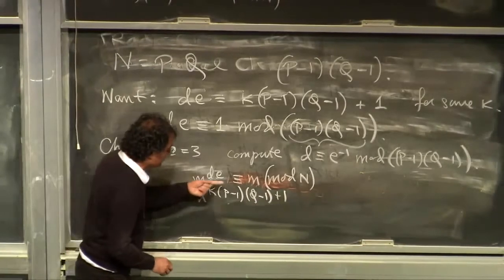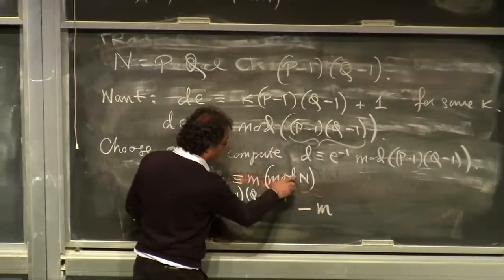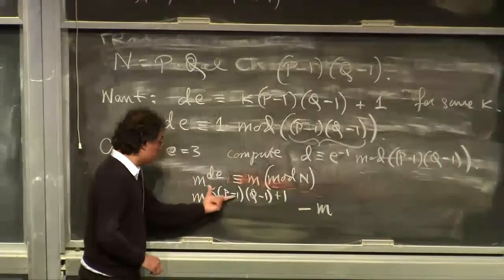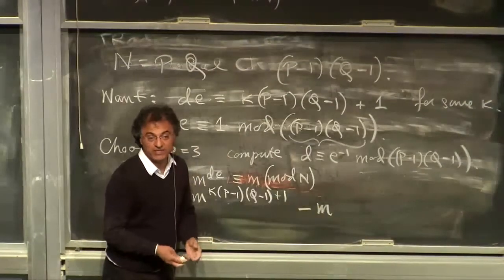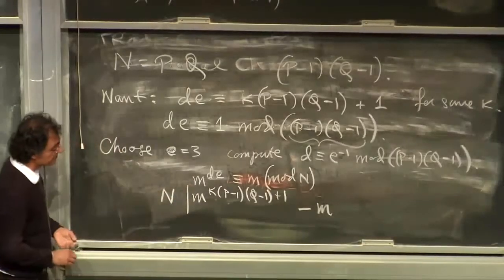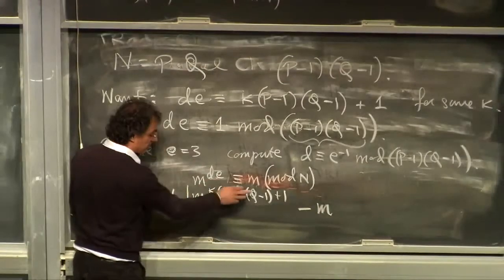This is the left-hand side. We bring m over to this side. Minus m is congruent to 0 mod n. Right? This is m raised to the power of d times e, minus m, is congruent to 0 mod n, meaning that it's divisible by n. So n must divide this. In order to show that this is true, we have to show that n must divide this.